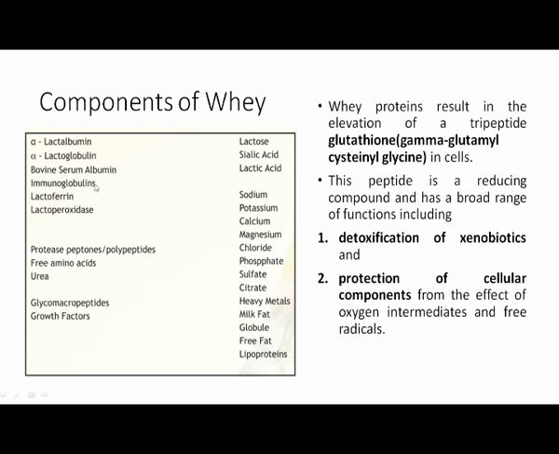Then it has immunoglobulins. Immunoglobulins actually are antibodies, so it gives you certain antibodies and protects you from various infections. Then you have lactoferrin, lactoperoxidase, protease, free amino acids. These free amino acids are also very important. You need to have many of these amino acids available for your own proteins to be synthesized inside the cell. It has urea, it has growth factors, which help in various kinds of growth related essential components, and they consist of these important elements required for health.